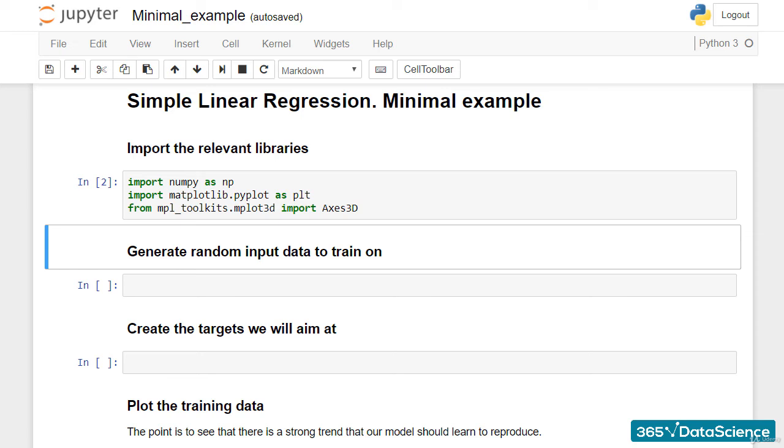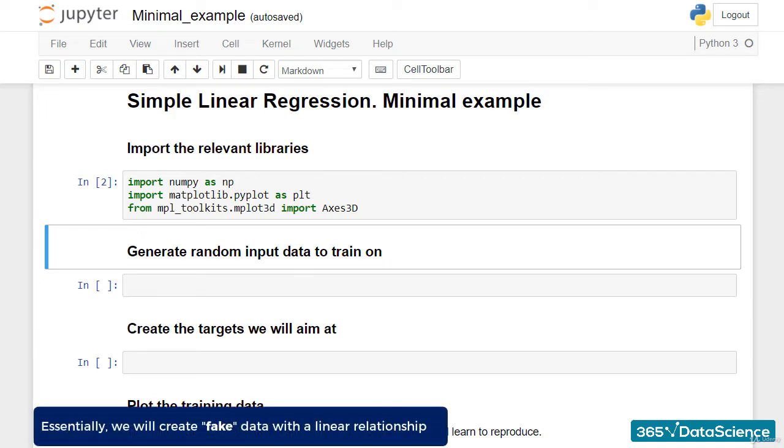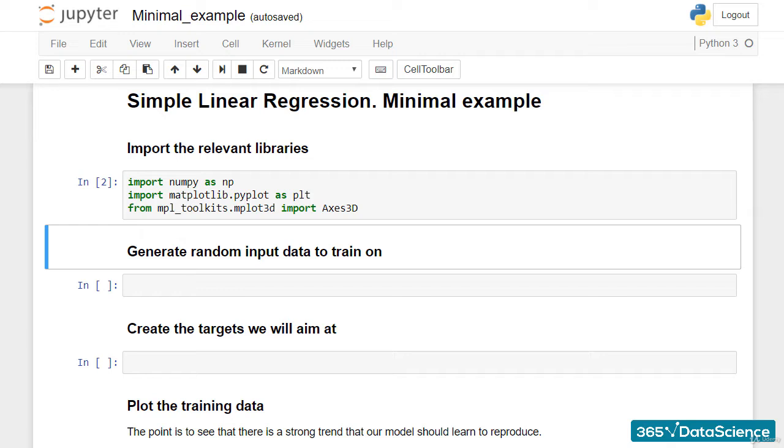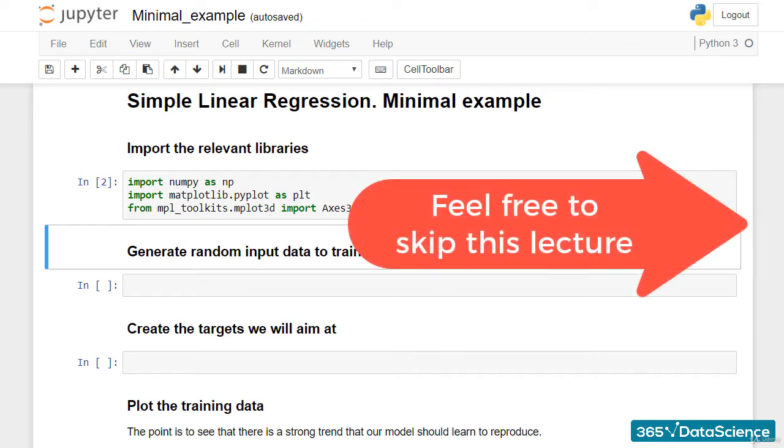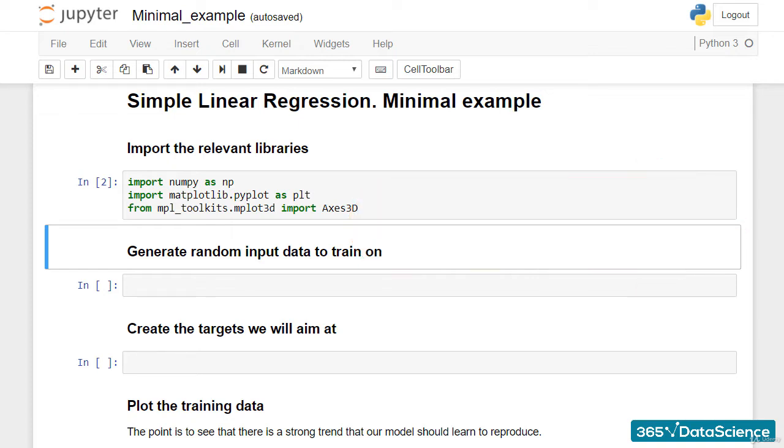Let's start this lesson by generating the data we will train on. This step is not part of the machine learning algorithm. Essentially, we will create fake data with a linear relationship. Once again, we will do that to prove the methodology is working. Feel free to move on to the next lecture if you'd like. In real life, we would normally load the data from some external source, but that's a topic we'll deal with starting from our next section. Alright, if you are still here, we can generate the data.